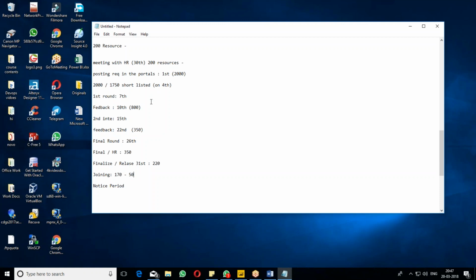So here, the first thing, they gave the requirement on 13th. These people started gathering the resources on the first. That is absolutely fine. But they have taken 4 days to just shortlist 2000 resources. No, it should not be. The ideal is it should not be more than 2 days. And after that, to schedule the first round interview, they have taken 3 more days. No, they should not take more than 1 day.